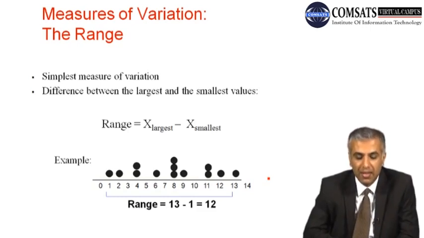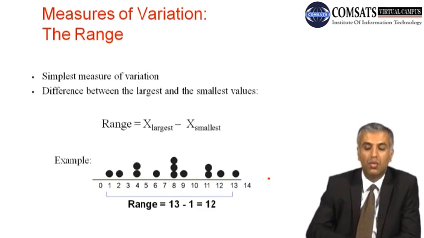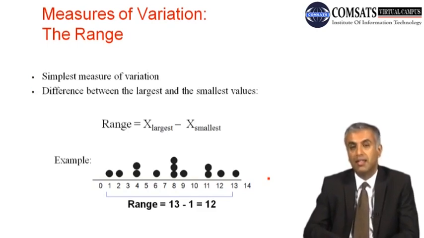So here you can see the example that we have got some range of values, and in some values where there are 2 or 3 dots, they represent, I would say, repetition of the values in the data set. But the range is calculated from the highest value, which is 13, minus the smallest value, which is 1 here. So the range here is 12 in this case.